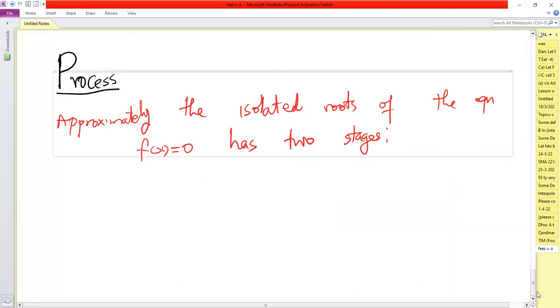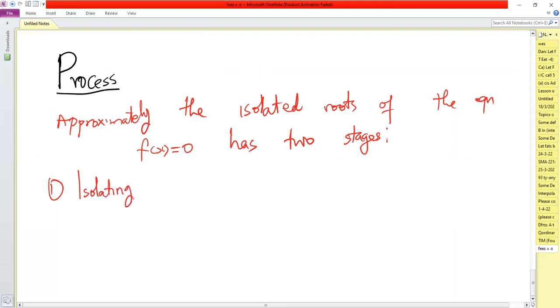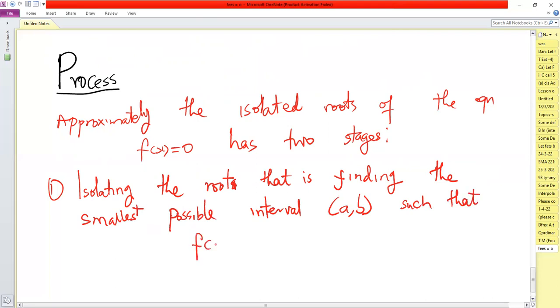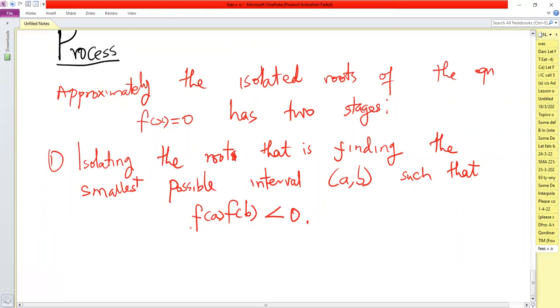So the first stage is isolating roots, that is, finding the smallest possible interval A B such that f of A times f of B will give you a negative value. That simply means that the sign of f of A and the sign of f of B are opposite.